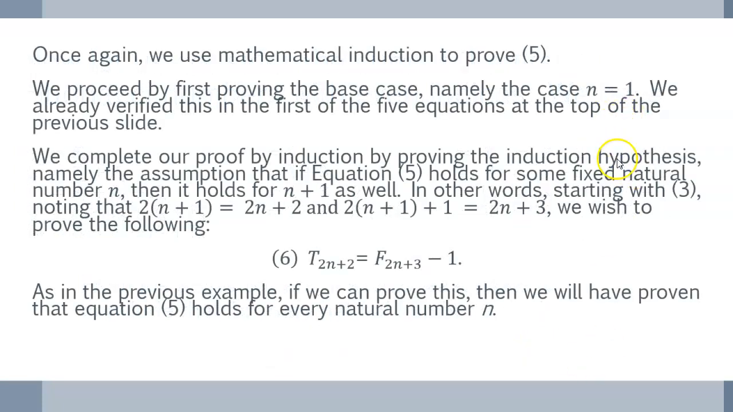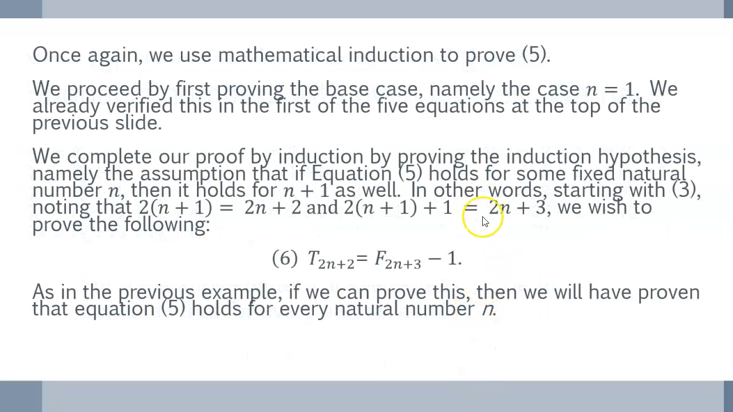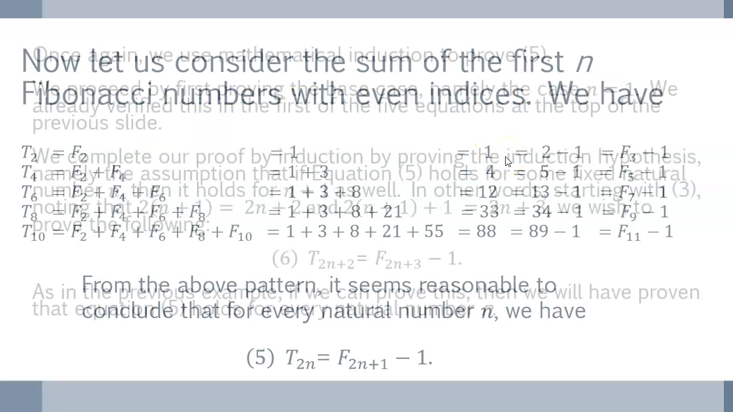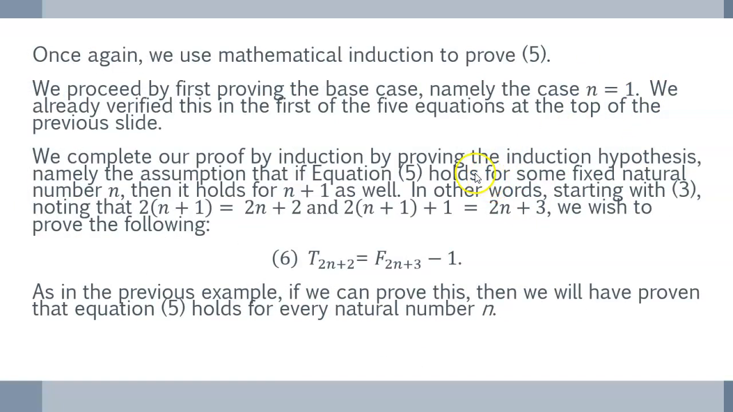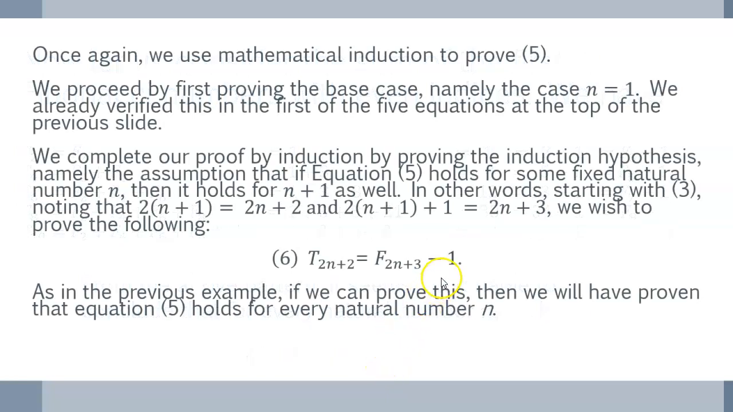So we do it the same way. We use mathematical induction again to prove this formula down here, equation 5. We start with a base case, and we already know the base case n equals 1 works because it's just the first formula here. We actually know it for the first 5 cases, but the first one is enough. So we complete a proof by proving the induction hypothesis, namely that if formula 5 holds for some n, and we already know it works for n equals 1, then it also works for n plus 1 as well.